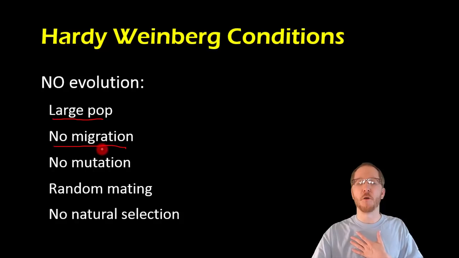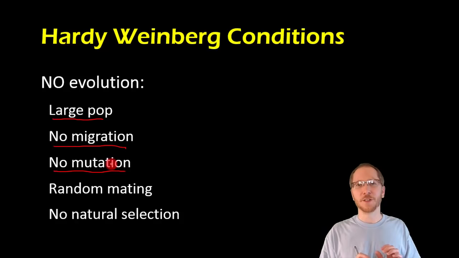We can't have any genetic change in any frequency of any allele, which means no new alleles and no new genes either. We have to have no net mutations. I usually just say no mutations, but ultimately it is possible you can have mutations so long as somebody else has the opposite mutation. But in general, you want no mutations because they can lead to new alleles and in some cases to new genes.